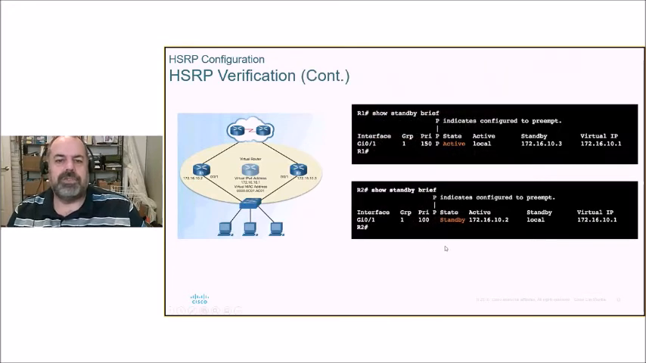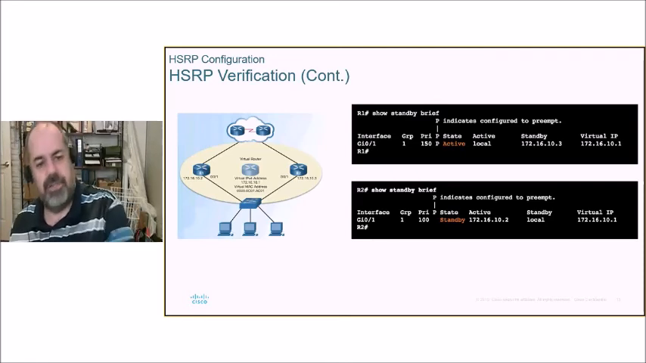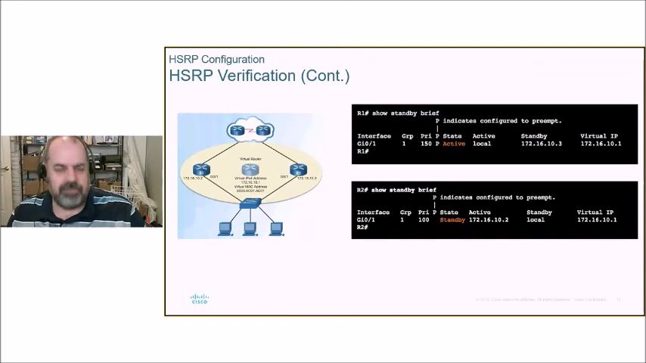And so you can also do show standby brief. It gives it all to you in one line per standby group. So of course, if you've got inter-VLAN routing, you would probably do this on all the interfaces, the sub-interfaces, and so you may well have more than one standby group, basically.